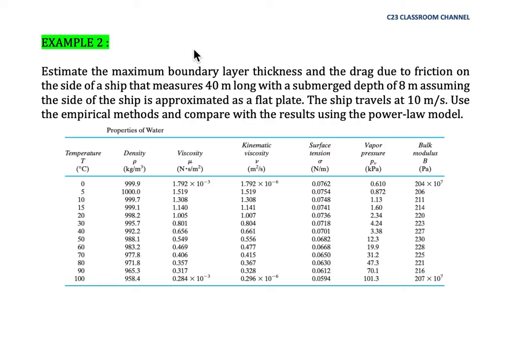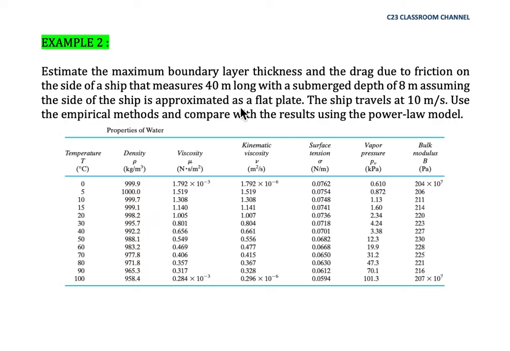This is another example of turbulent boundary layer thickness calculated using the empirical method. Let's say we need to estimate the maximum boundary layer thickness and the drag due to friction on the side of a ship that measures 40 meters long with a submerged depth of 8 meters, assuming the side of the ship is approximated as a flat plate. The ship travels at 10 meters per second. Use the empirical method and compare with the result using the power law models.